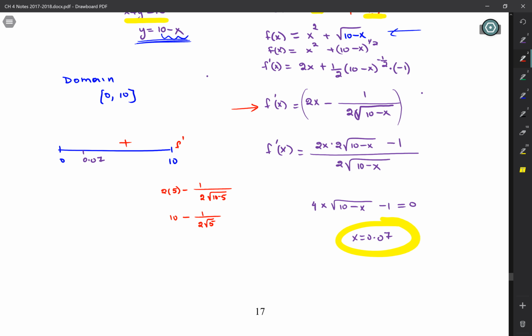Okay. What about a number from the left? Give me a number. How about 0.01? Let's do 0.01, just because 1 is better than 6. So what if it's 0.01? It'll be 2 times 0.01 minus 1 over 2 root 10 minus 0.01. So that's 0.02 minus 1 over that tiny little number. How much is that?